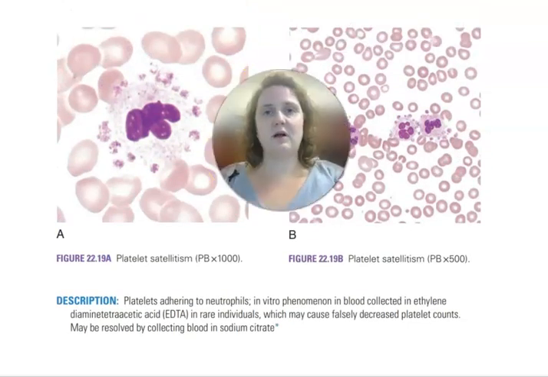This concludes our lecture on red blood cell inclusions and artifacts you may see in blood smears, and I will see you over in the next lecture.